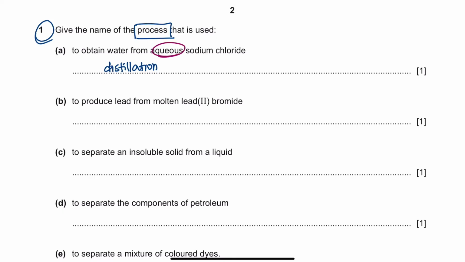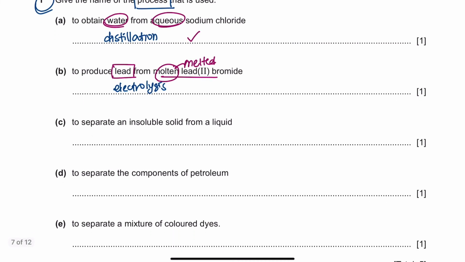Now, aqueous sodium chloride is also a liquid and water is also a liquid. When you need to separate one liquid from another liquid, the process that we use is simple distillation. Question B, to produce lead from molten lead bromide. Molten means melted, and in order to separate this ionic compound, we need to use electrolysis.